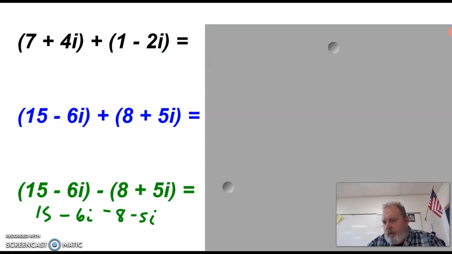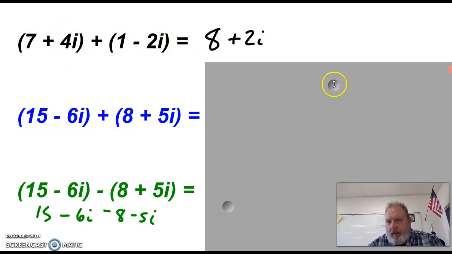Okay, simplifying, no different than any other variables. You combine like terms. So real numbers combine with real numbers. In this case, our numbers that have an i, we combine with each other. So in this case, 7 plus 1 for 8, 4i plus negative 2i for 2i. So 8 plus 2i. And we always put the real number first. So put it in the form a plus bi. Real number first, and the imaginary number after that.